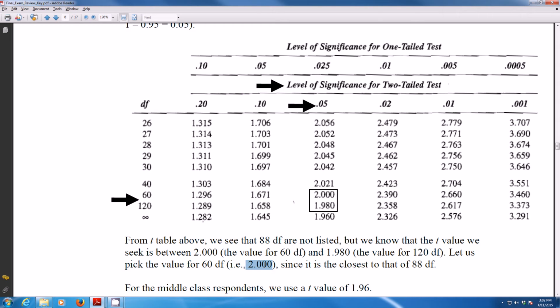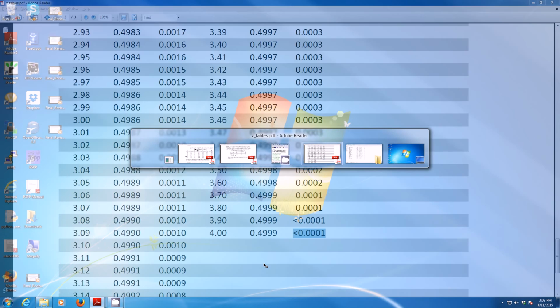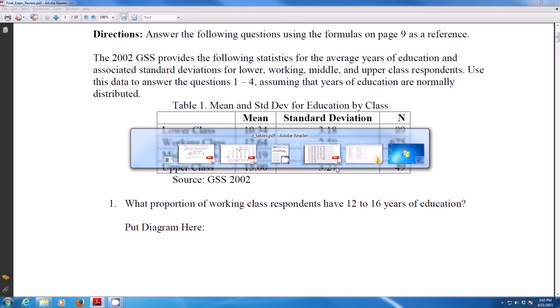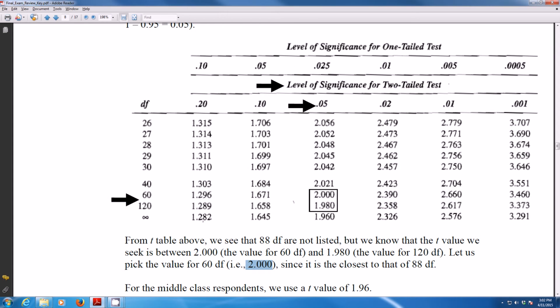And then for the middle class respondents, let's take a look at the middle class statistics from table 1. We see that the middle class people have a mean of 14.19 and a standard deviation of 2.38 with 675 cases. And so if we lose 1 degree of freedom for estimating the true population standard deviation with the sample standard deviation, we're down to 674.